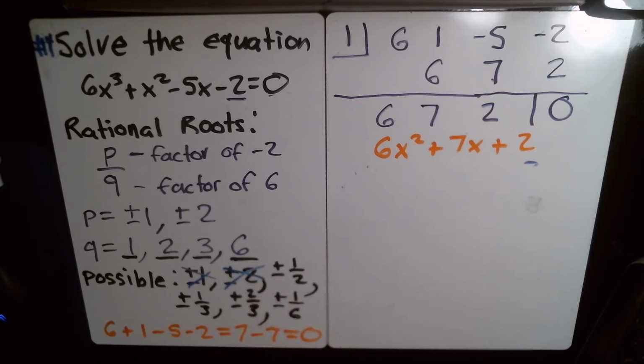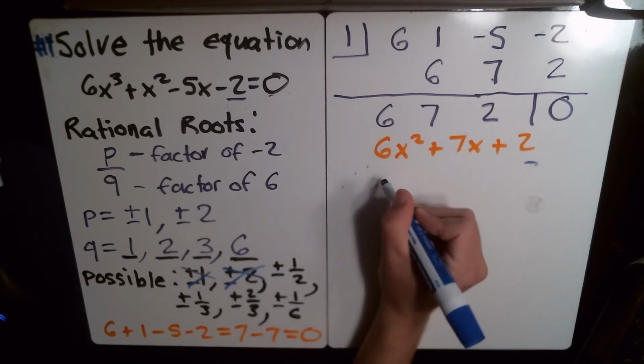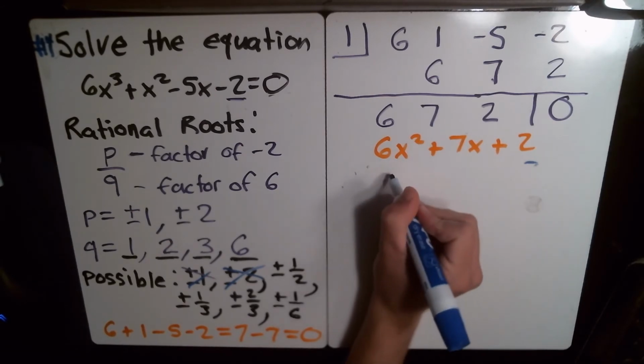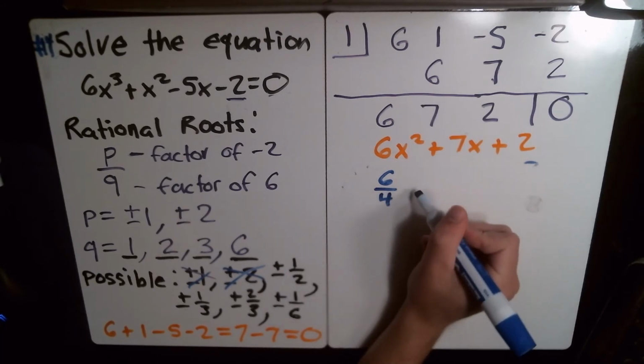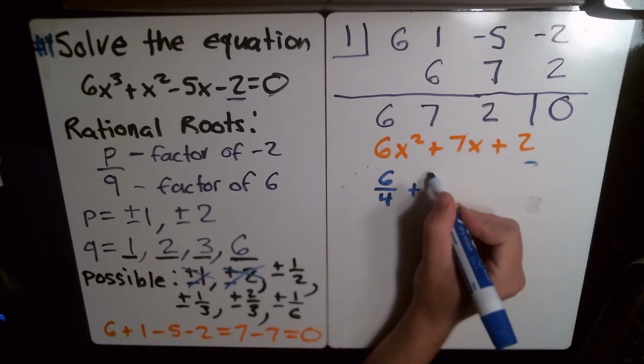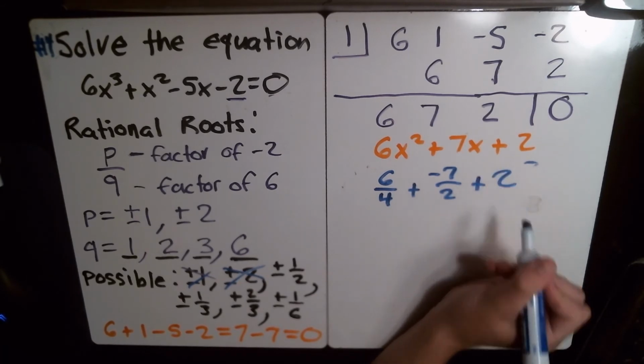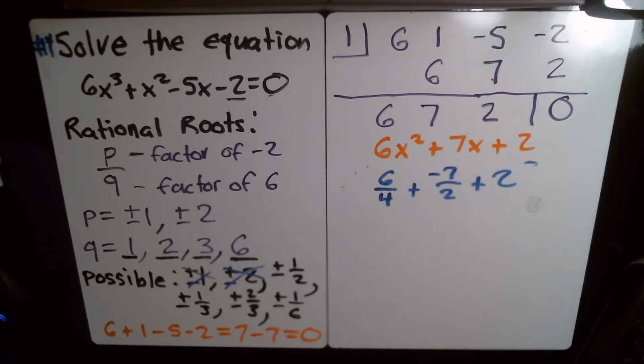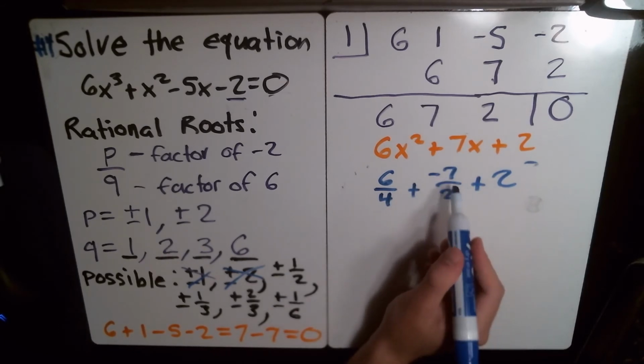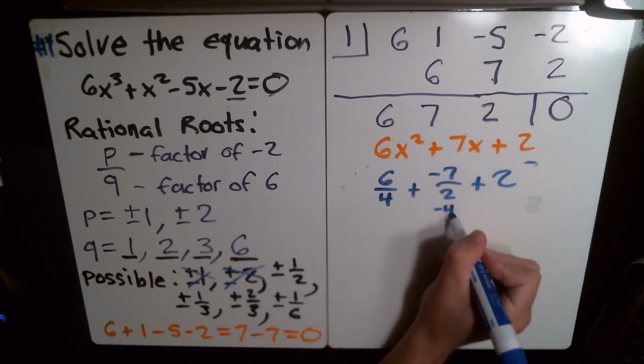So the only things we're left with here are fractions, which is always a fun thing to have to deal with. You could use the calculator to plug these in if you want, but I'll just do it directly. Let's try negative 1/2 now. When I square negative 1/2, I get 1/4, so 6/4 plus, and then negative 1/2 times 7 is negative 7/2, and then plus 2. Let's see here, how many fourths? This would be negative 14/4.